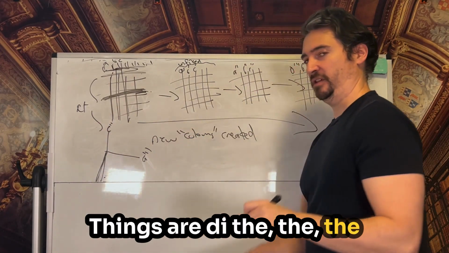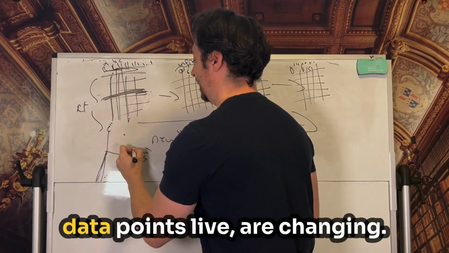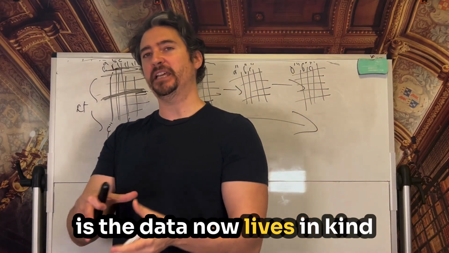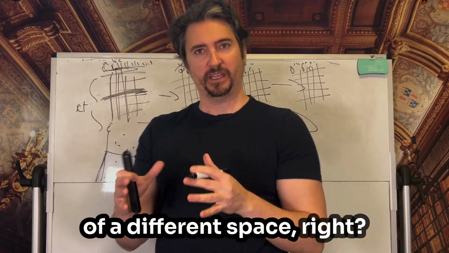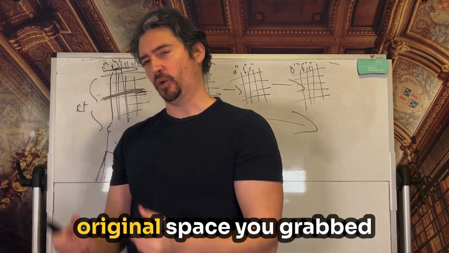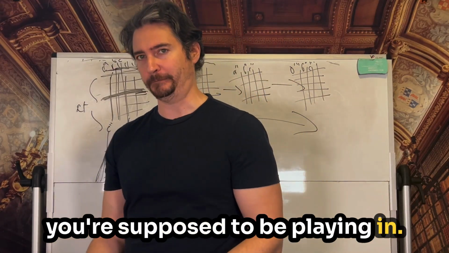The axes are changing, and the coordinates, wherever the data points live, are changing. I think a better way to say that is the data now lives in a different space. Again, deep learning is rejecting the idea that the original space you grabbed as the data table is the space you're supposed to be playing in.